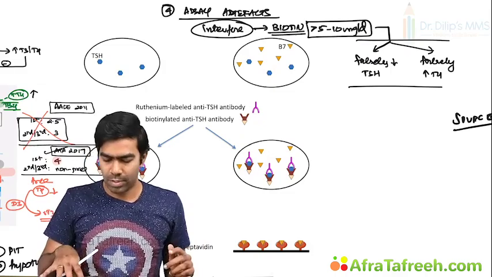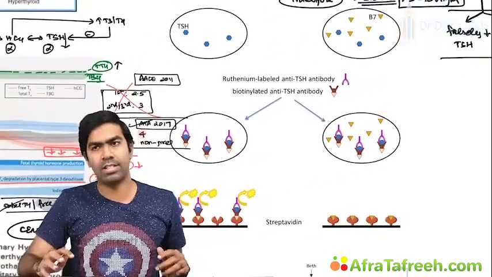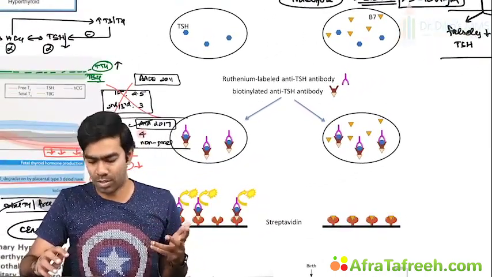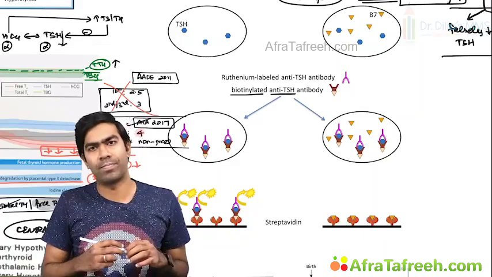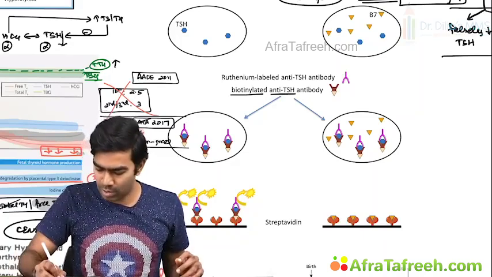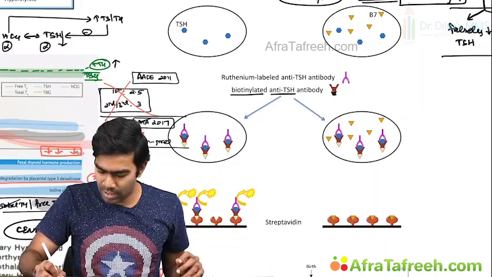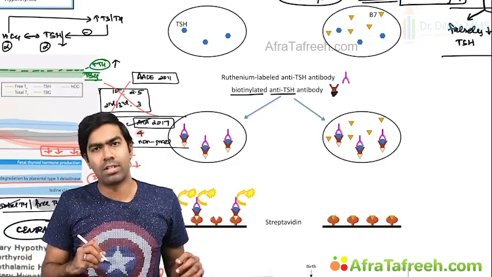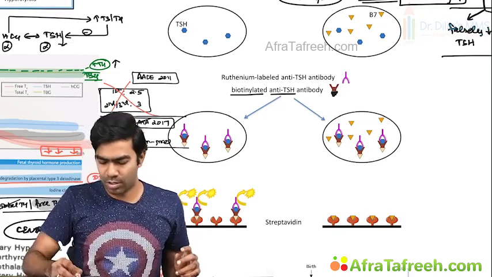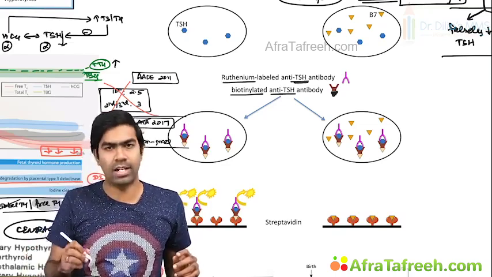Why? Because our current generation TSH assays, the third and fourth generation, typically use a biotin-related anti-TSH antibody. I can draw the biotin here. This is the biotin-related anti-TSH antibody. That's the biotin component there. This is an anti-TSH antibody. And they also give a ruthenium-labeled anti-TSH antibody. Both antibodies will capture any TSH molecules circulating in the serum.